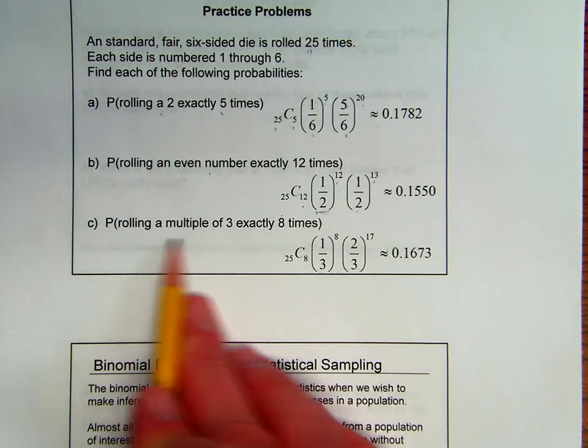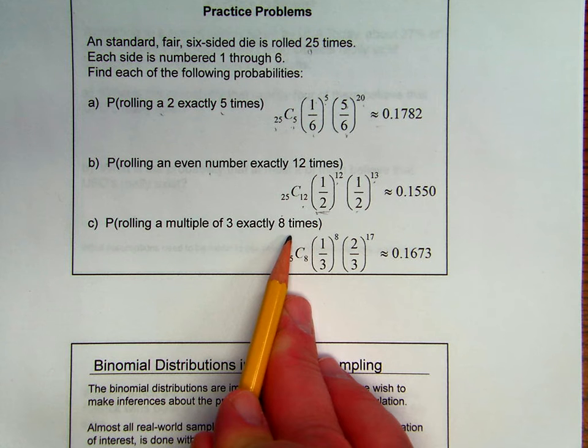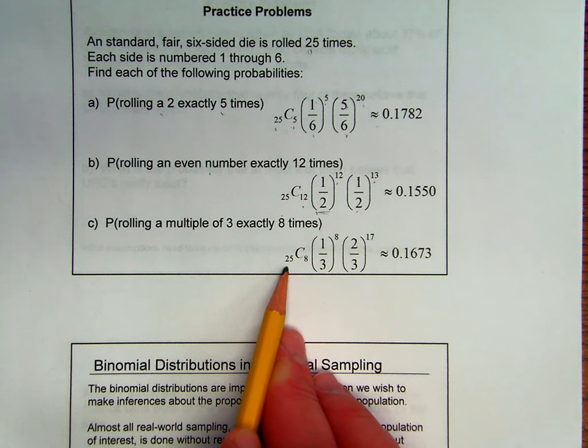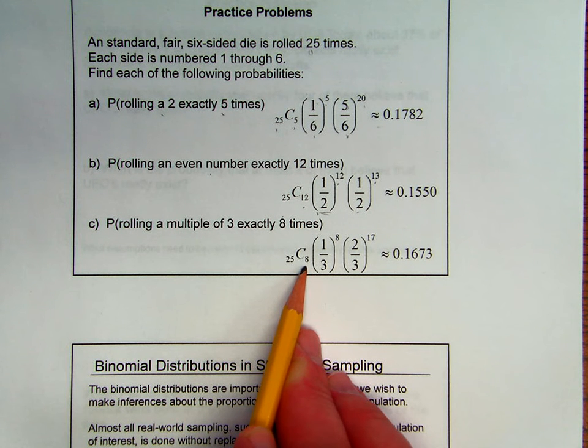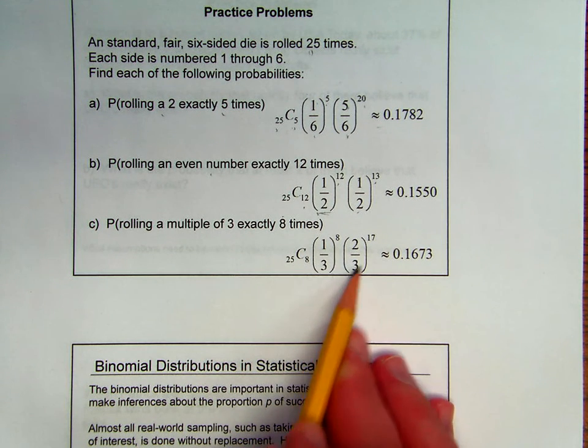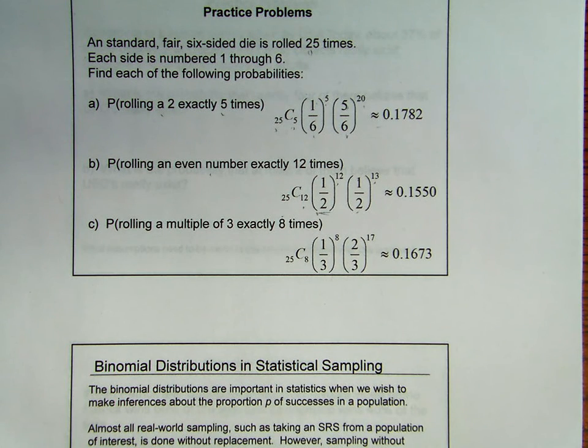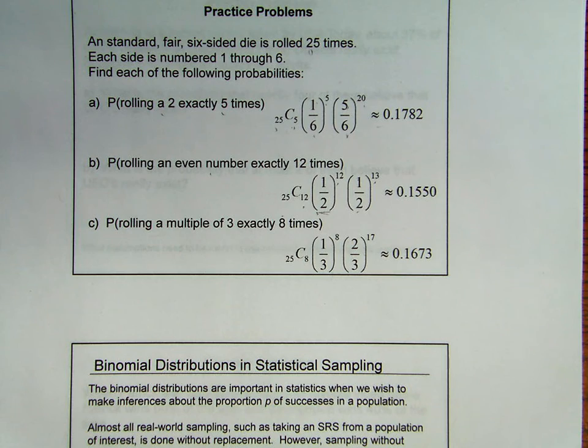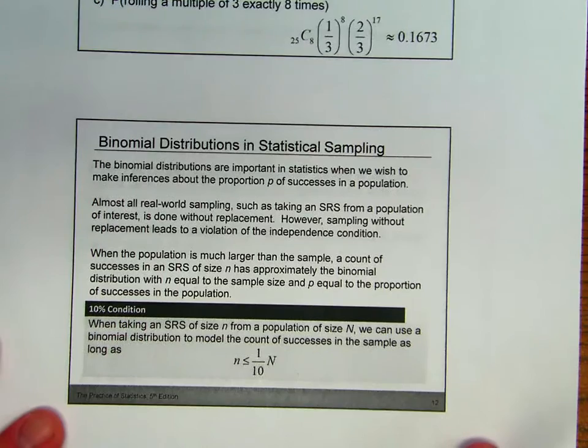Okay, rolling a multiple of 3 exactly 8 times. So of the 25 trials, we're interested in 8 successes. Multiple of 3 would be a 3 and a 6. 2 out of 6 is a 1 out of 3 probability happening 8 times. 2 out of 3 probability happening 17 times. Okay, next slide.